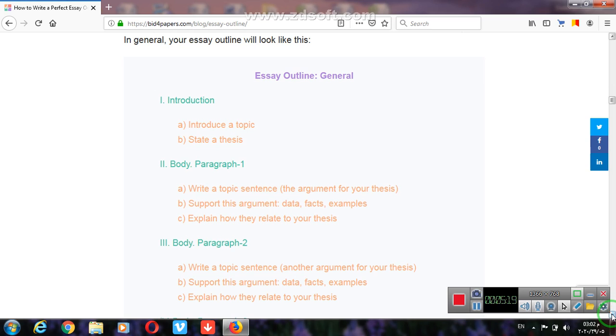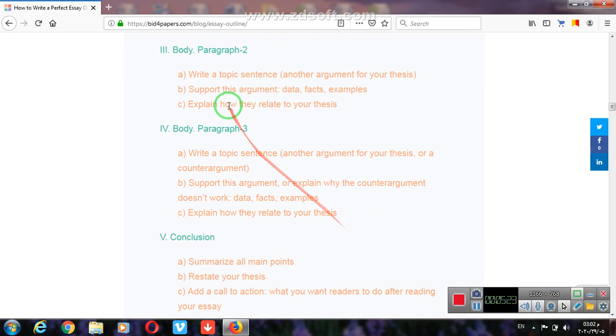In this paragraph also, you have to write a topic sentence, support this argument with examples and facts, and explain how they relate to your thesis. After you finish paragraph 2, you move to paragraph 3. Also, paragraph 3 must contain a topic sentence. You must support the topic sentence with arguments and explain more about it. And later you have to explain how the facts and examples are related to your thesis. So your essay writing must contain three paragraphs, and each paragraph must contain a topic sentence discussed with facts and examples.